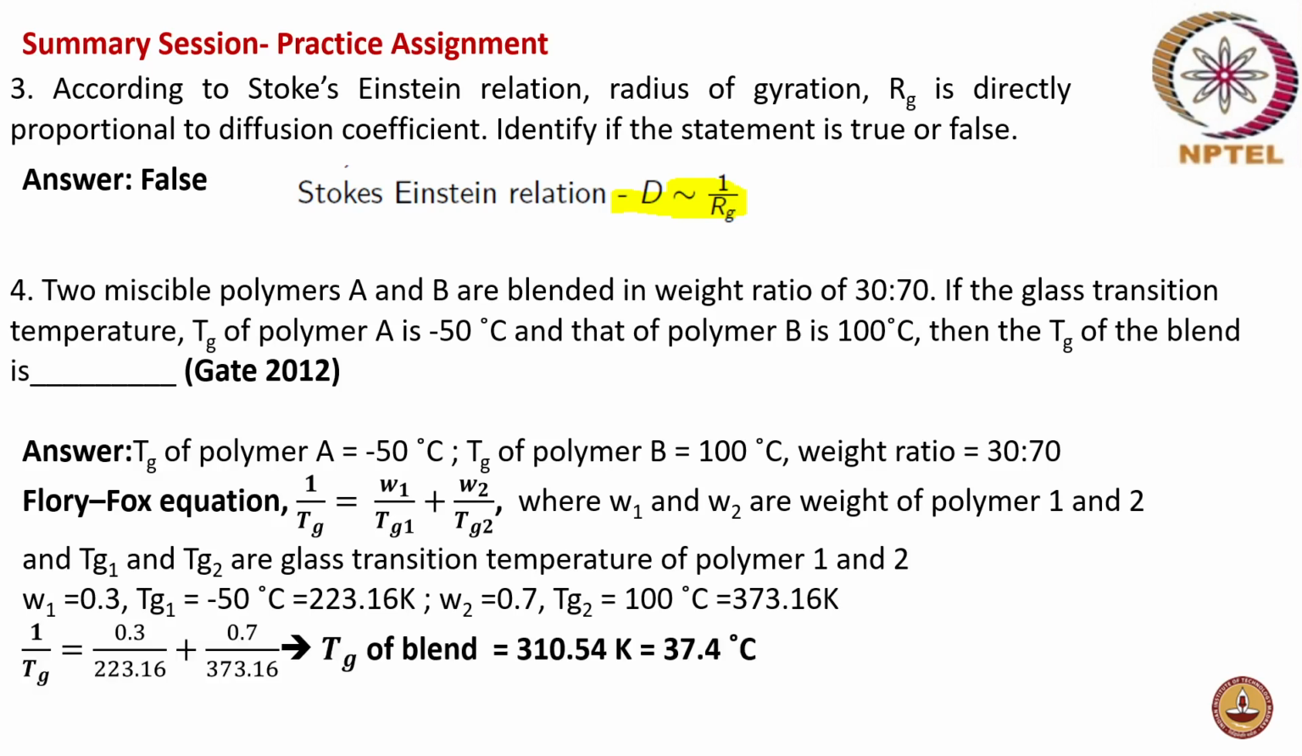Now substituting the values, you get 1/Tg = 0.3/223.16 + 0.7/373.16, and with simple mathematics you end up with Tg of the blend being 310.54 Kelvin, that is 37.4 degrees centigrade. So one of the polymers had a very low glass transition and another polymer had a very high glass transition temperature, and when these two polymers were blended, the glass transition is somewhere in between, right?